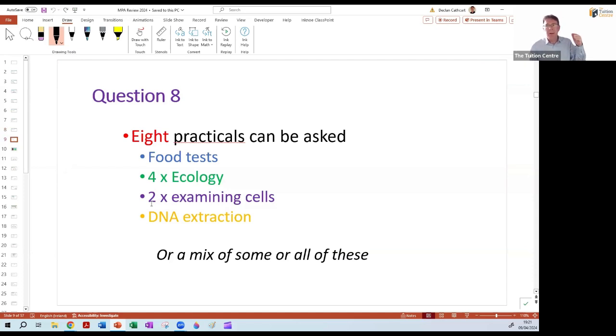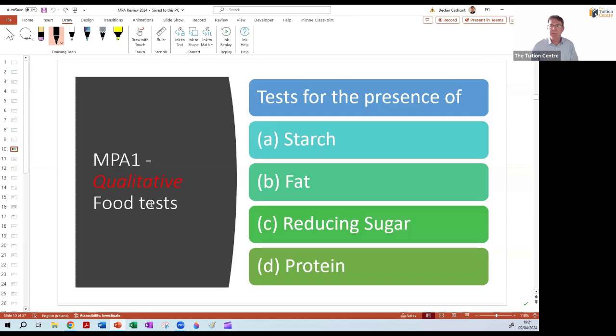In question 8, there are 8 practicals that can be asked. There's a food test, there's 4 ecologies, 2 are one of them really, right? An examining cells and the DNA extraction. You're going to have probably a mix of those. It could be just on DNA extraction. More than likely, it's going to be a mix. Could be on ecology, and again, it'll be a mix of ecology questions.